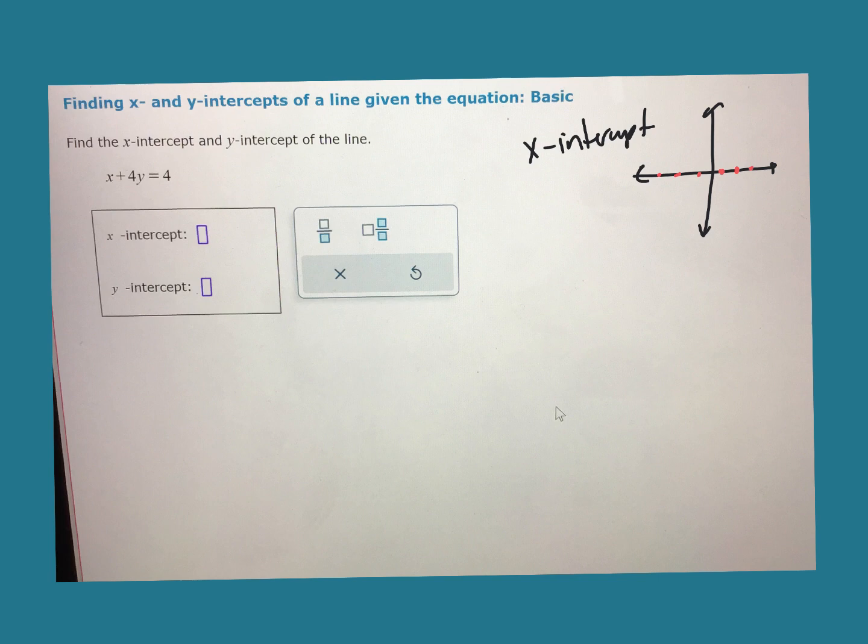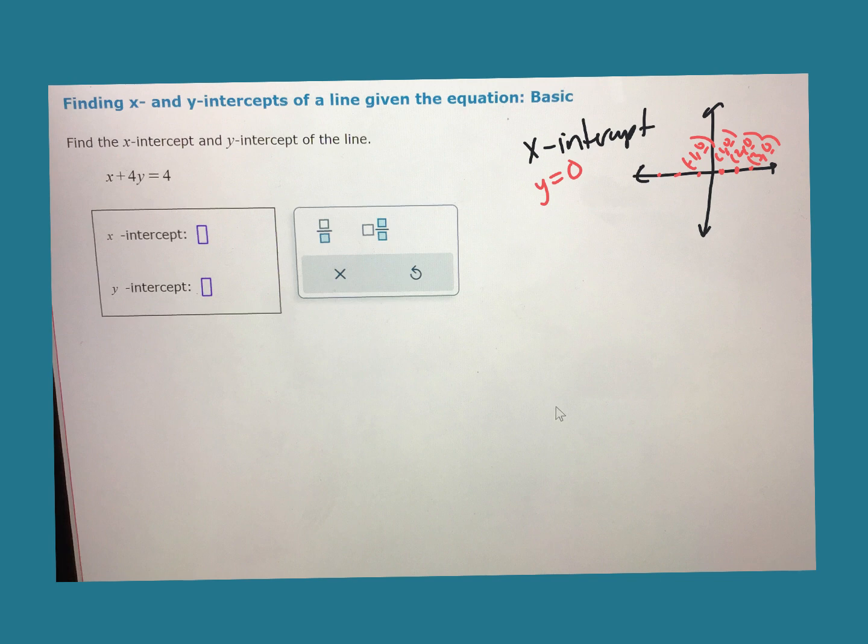And if we start listing points like this, for example, the point 1, 0, this could be the point 2, 0, this might be the point 3, 0, or over here, negative 1, 0. If we look at the ordered pair for all these points along the x-axis, they have one thing in common. The y value is always 0. So if it's an x-intercept, I know that the y value has to be 0.